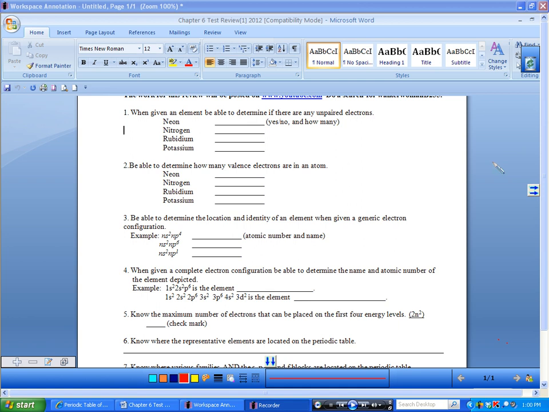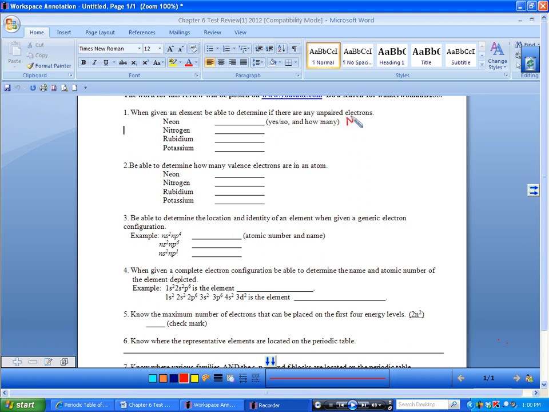All right, I'm going to work on your review for Chapter 6, and we're looking at electron configurations in this review, so I want to try to get you ready for the exam next Monday and Tuesday. First question says, when given an element, be able to determine if there are any unpaired electrons. The best way to do that at this point in your life is to draw that electron configuration.